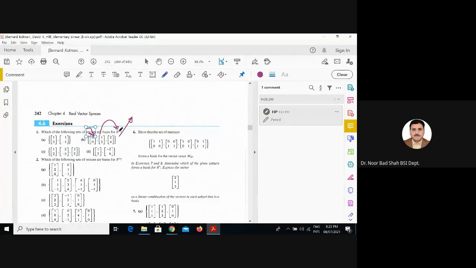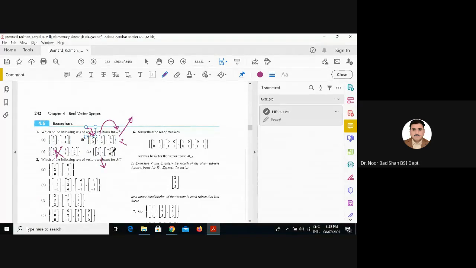Dimension of R2 is 2, so its basis must contain 2 elements. But it contains 3 elements, so it cannot be a basis for R2. The same thing applies in part C as well. It cannot be a basis because it contains 3 elements and the dimension of R2 is 2. Right. This one, part D, has 2 elements, and that's okay. So you can check whether it's a basis or not.